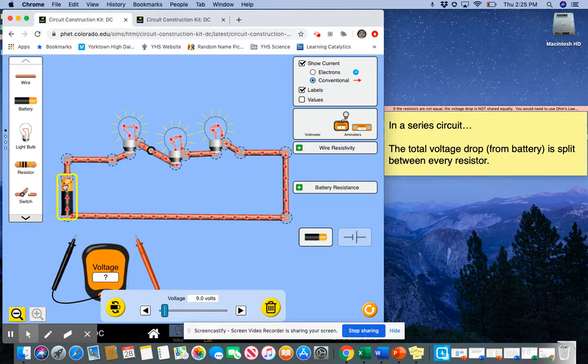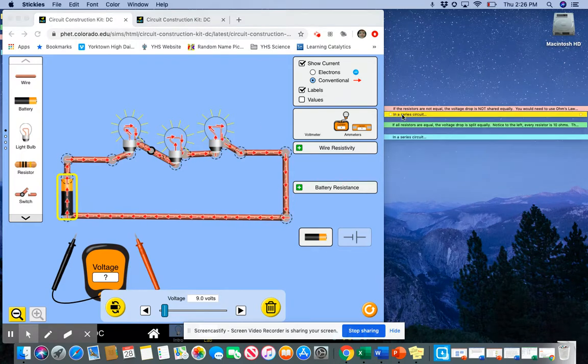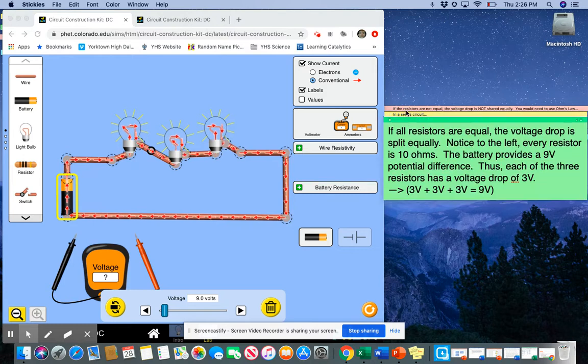Well, it turns out in a series circuit, in this case with 3 bulbs, you have to go through one bulb before you get to the next bulb, before you get to the next bulb. There's no other path. The total voltage drop in a series circuit is split between all of the resistors that are there. So 9 volts would be split between these 3 resistors. How is it split? That is a big question.